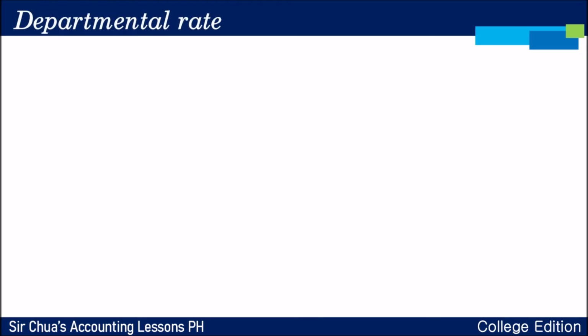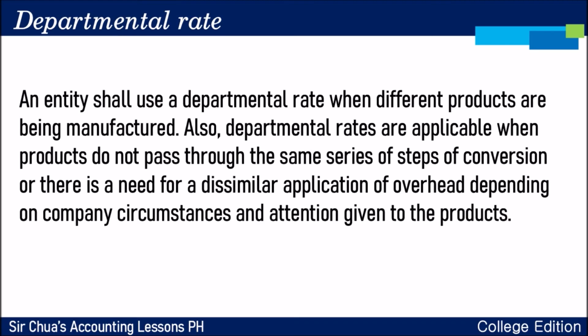However, if a plant-wide rate is not applicable, then you use a departmental rate. An entity shall use a departmental rate when different products are being manufactured. So you cannot use the same application rate for a candy when you're also manufacturing a pencil. Ang layo, di ba? Okay? So departmental rates are applicable when products do not pass through the same series or steps of conversion, or there is a need for a dissimilar application of overhead depending on company circumstances and attention given to the product. So, depende po talaga sa operations natin kung ano yung gagamitin natin, kung plant-wide rate ba or departmental rate.